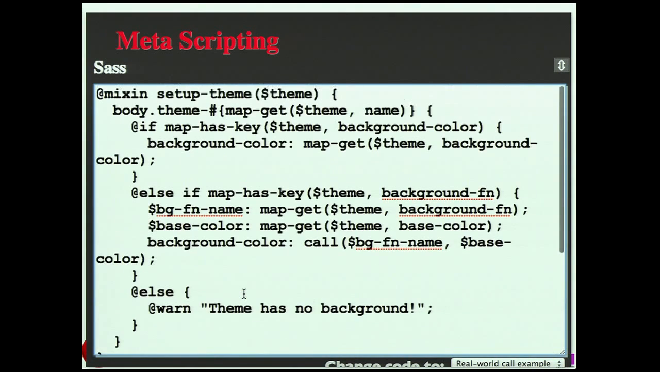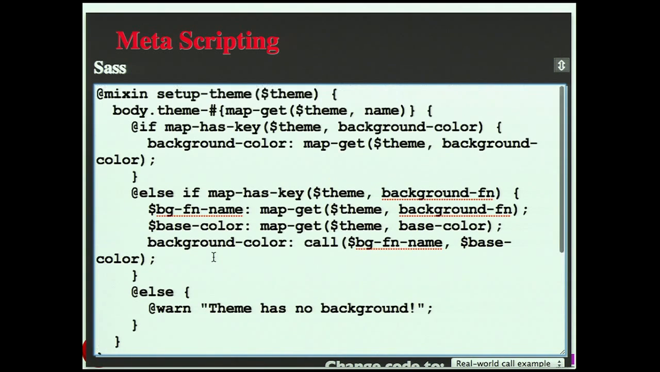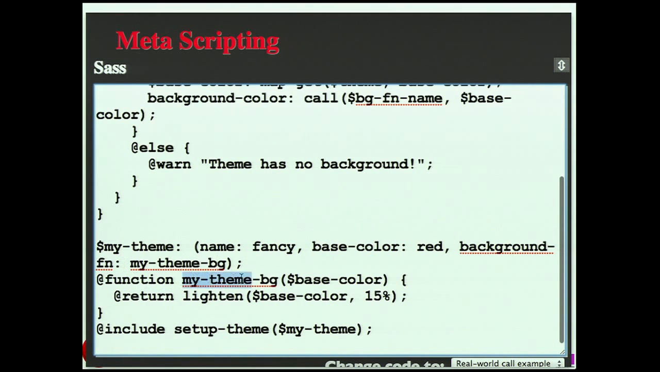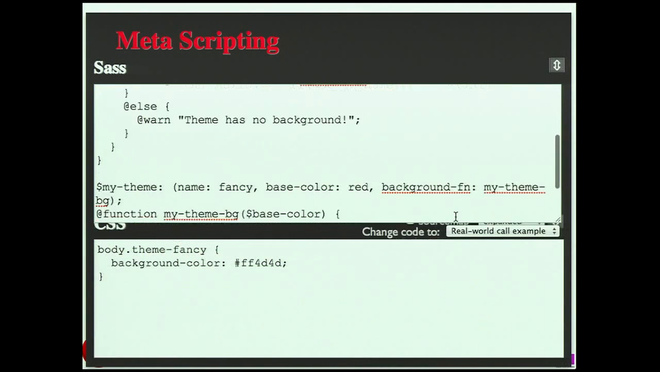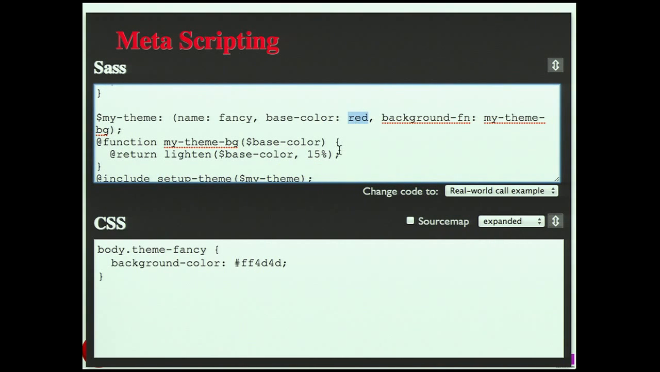So basically, this theme is hoping for a function that tells it how to compute colors, and we're able to pass in the background function, which is called my theme background. I've defined it right here, and all it does is just lighten the color a little bit. And then the theme, when it's doing all of its hard work to set things up, ends up calling that function for us, and then we get a lighter color of red. So basically, it took the base color here and lightened it for us. If that had been blue, we'd get a different output. So there should be some neat stuff that comes our way from this.